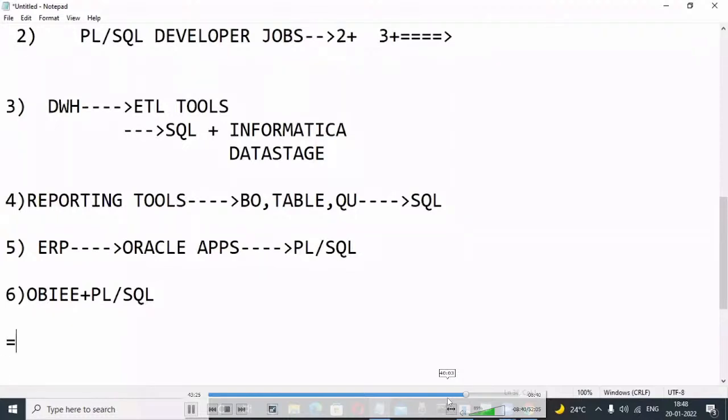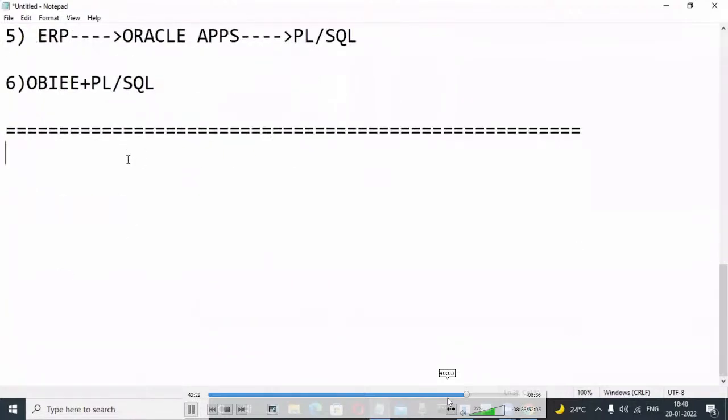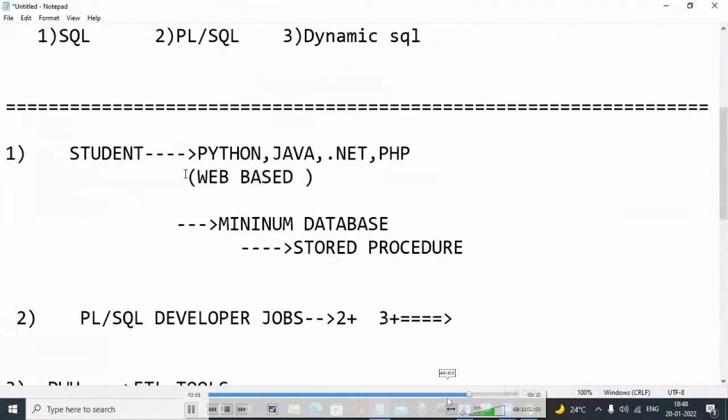Suppose you are not interested in the programming side, and you want the administration side, you want those jobs. In that case, DBA courses are there: Oracle DBA, SQL Server DBA, MySQL DBA, database administration courses. These persons also need minimum SQL knowledge before learning those courses.